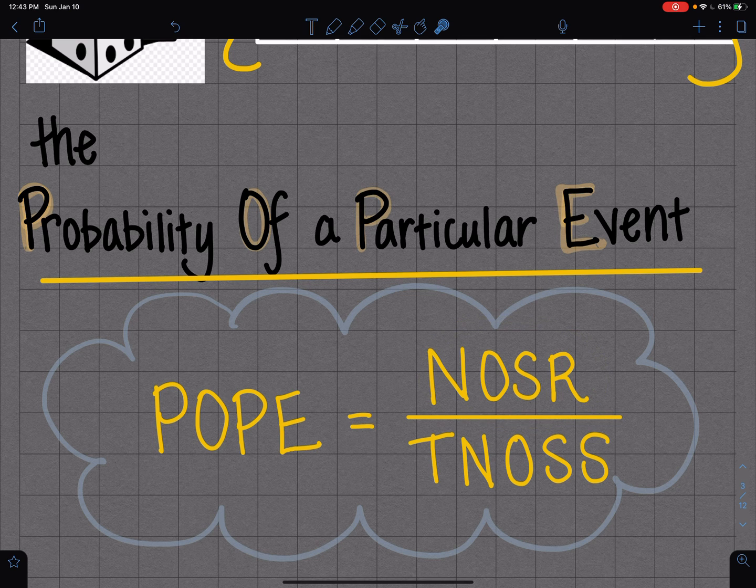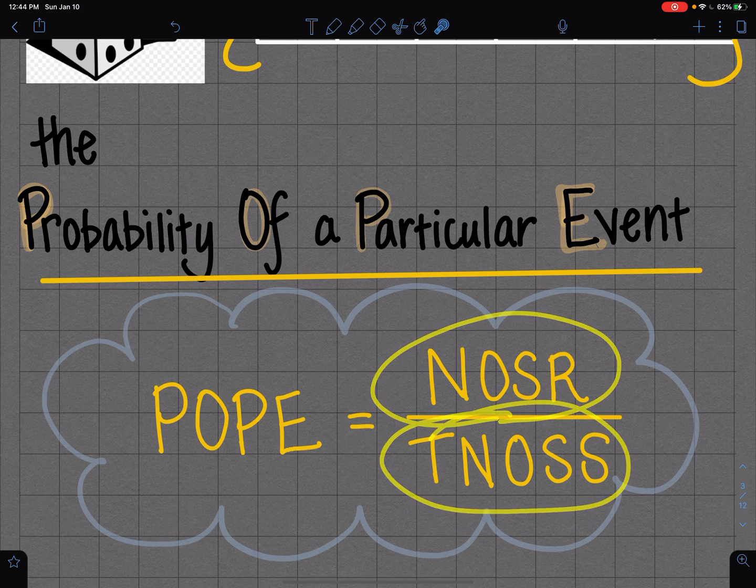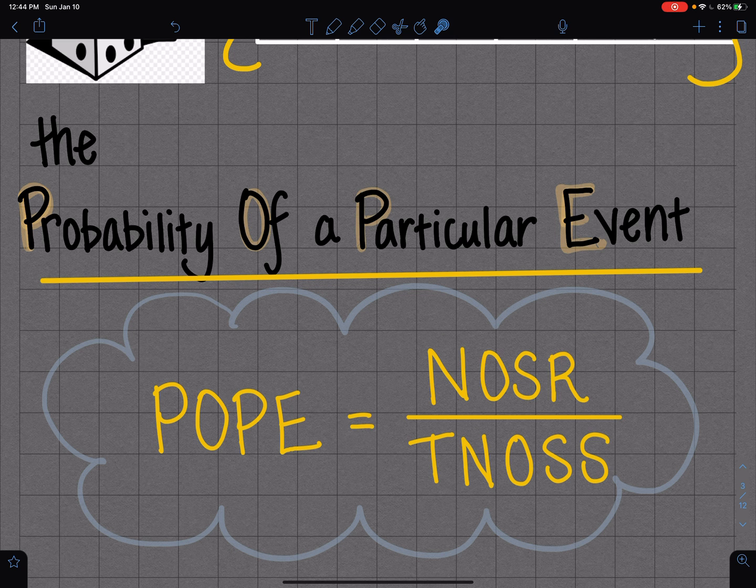And on the bottom is the total number of outcomes in a sample space. Okay, so this is NOS on the top, and this is TNOS on the bottom. NOS, TNOS. Okay, and that's the POPE equation.